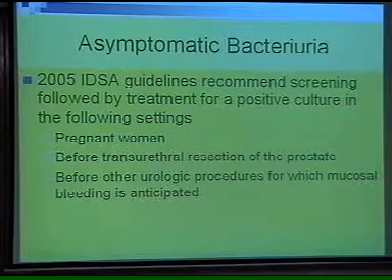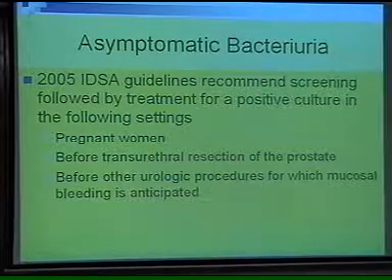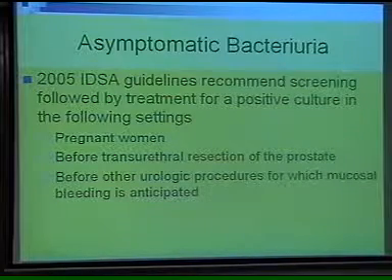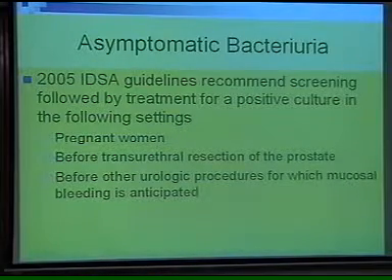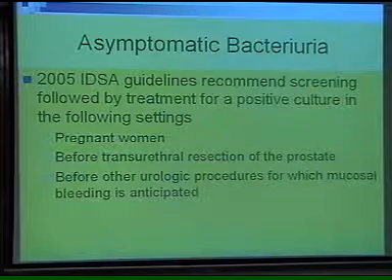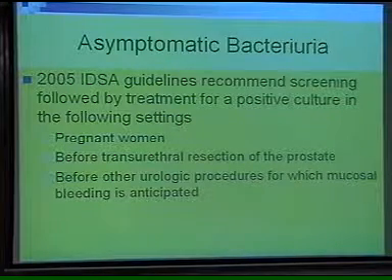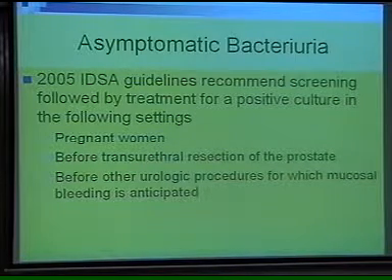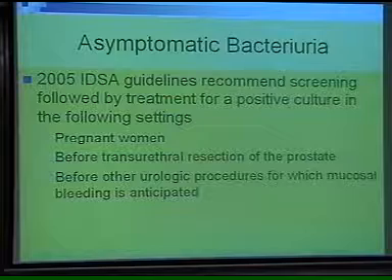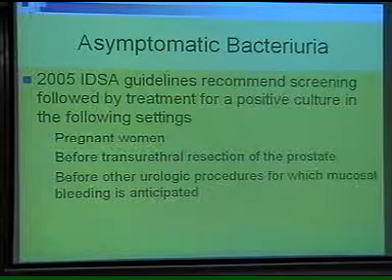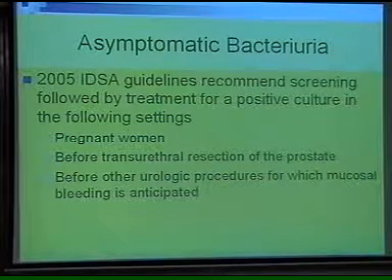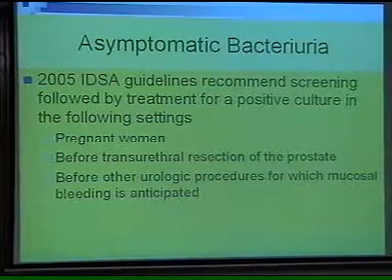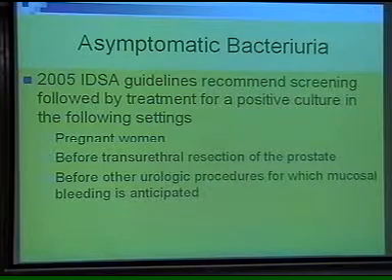In 2005, the Infectious Disease Society of America published guidelines that these patients should be treated if they have asymptomatic bacteriuria. Pregnant women, because there is a risk of premature labor and low birth weight infants. So in the first trimester, they should be screened, and if positive, they should be treated. Before transurethral resection of the prostate, the patient should be screened for asymptomatic bacteriuria, and if positive, treated. Or other urologic procedures in which there is a chance that mucosal bleeding might occur.